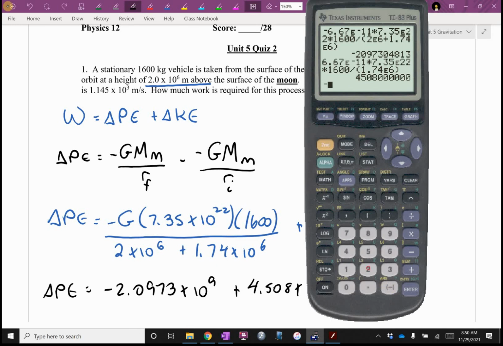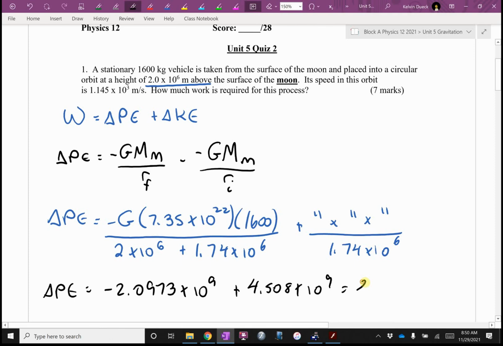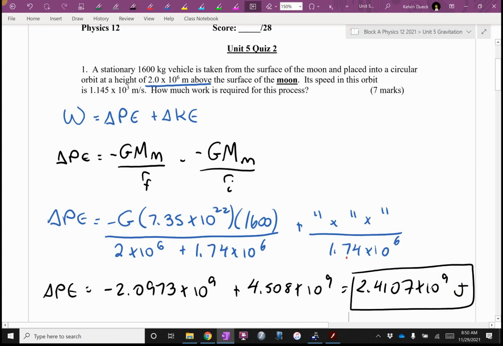So it's going to be negative 2.0973 times 10 to the 9th plus the answer. And the change in potential is 2.4107 times 10 to the 9th joules. I'll come back to that, but I'll put a box around it because I'm going to need it.